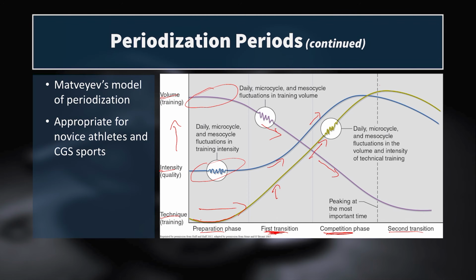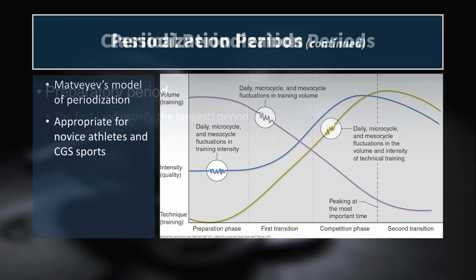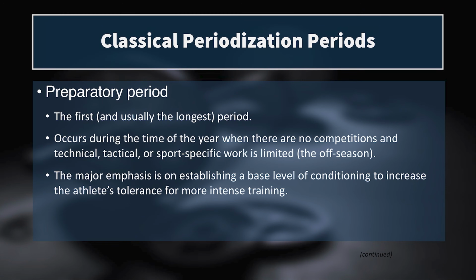Now, as we get to the end of the competition phase, this is probably where those key events are taking place. We have a very high focus on technique, very high intensities and very low volumes. And then the competition period ends, we have our last match or the final race or the championship, and then we go into the second transition, which is where all of the curves start to go back down and we enter a period of planned rest. So let's talk through each of these periods in order.